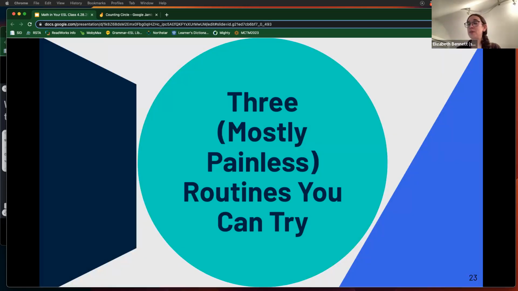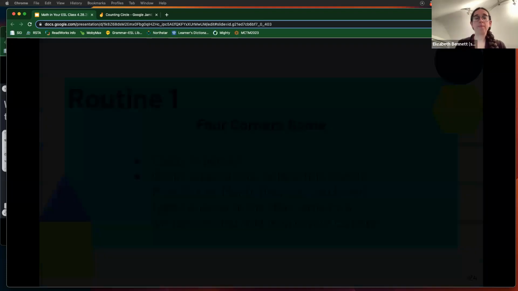So I'll share with you 3 routines. Oh, yes, making number talks matter. And I think I did not put that on the handout, but it's a Google Doc, so I can add it later. We won't have time to actually do all these routines, but I'll talk through them with you at least.